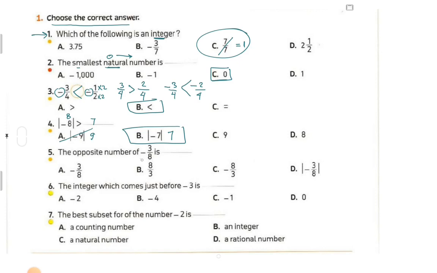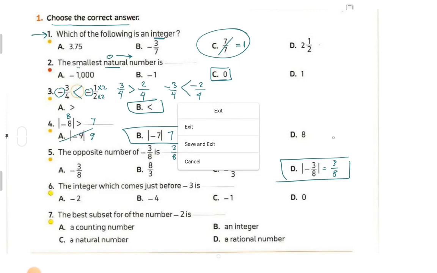Opposite number of negative 3 over 8. Opposite of any number, to change the sign, here will be 3 over 8. Here 3 over 8, here negative. 8 over 3 upside down. Here we have negative. Here the absolute value of negative will be 3 over 8, and I need it.